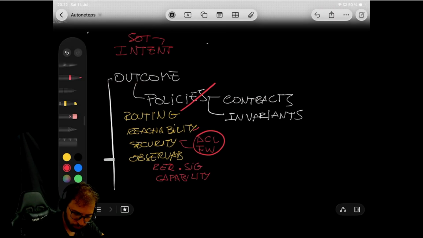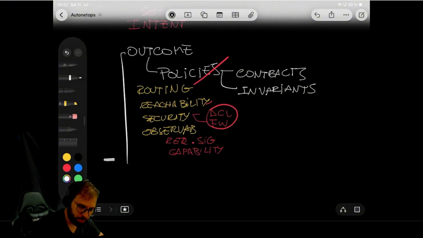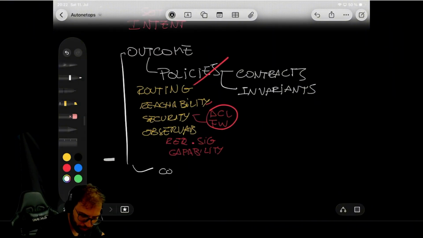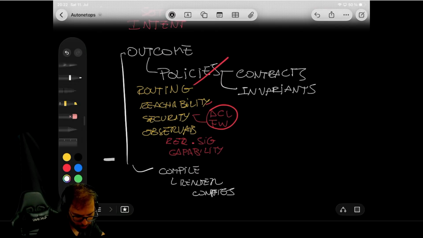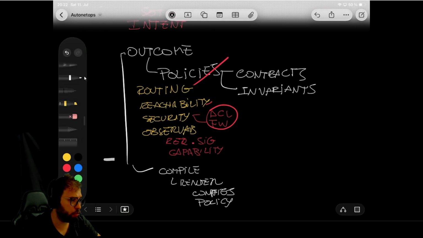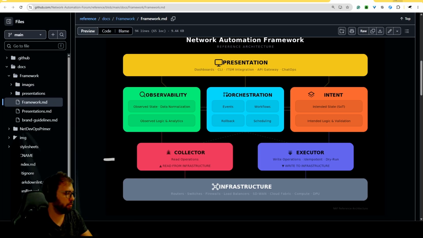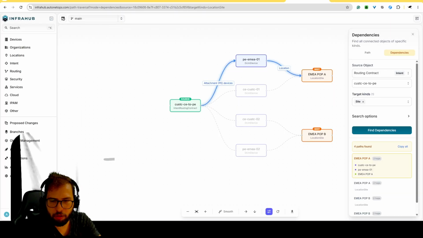And this is going to, in the end, reach this compilation. We're going to compile and then render the configs, the policies, and so on. So this is what we are doing, and this is what it would look like. So for example, let's take a look.